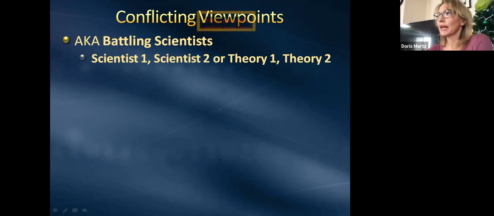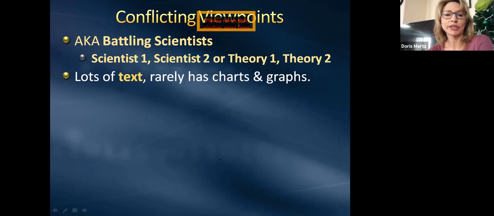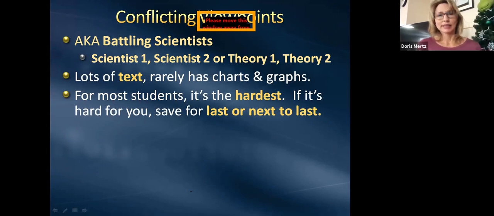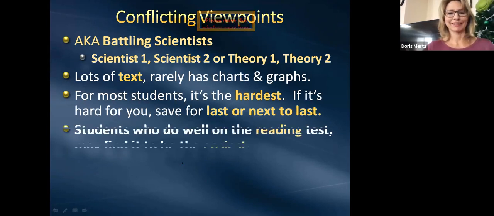The conflicting viewpoints passages are the hardest for me. They're also known as the battling scientists, and it's scientist 1, scientist 2, theory 1, theory 2. There's lots of text, and they rarely have graphs. These are the ones you're actually going to need to read, okay? You have to read these if you have time left. I save this one for last, and if I have enough time, I read it.